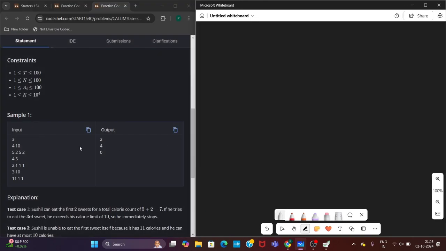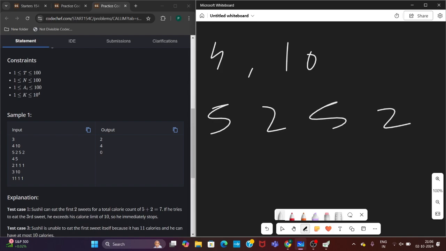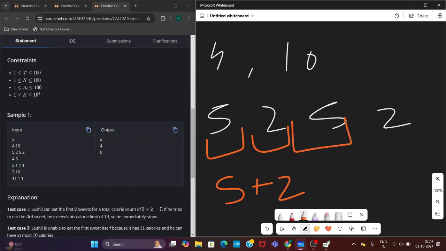For example, we have been given the number of sweets as 4, so 4 is the total number of sweets, and the calorie limit is 10. The array is given with the respective calories of each sweet. Sushil will start eating from the first sweet, so his calorie count is now 5. Then he will eat the next sweet, so now it is 7. Then another sweet, and now it is 12.